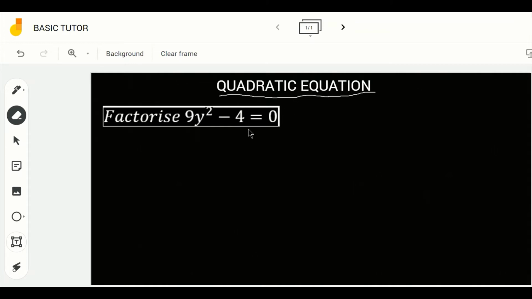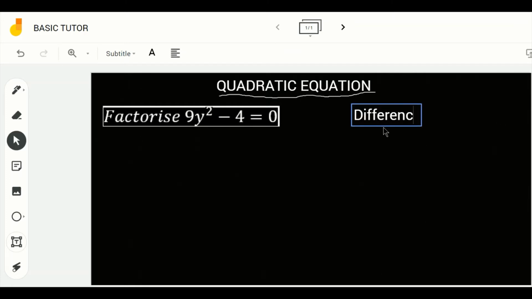Today we shall look at a question on factorization. Now we are asked to factorize 9y squared minus 4 equal to 0. Now looking at this question, we can use the difference of two squares method. Difference of two squares.